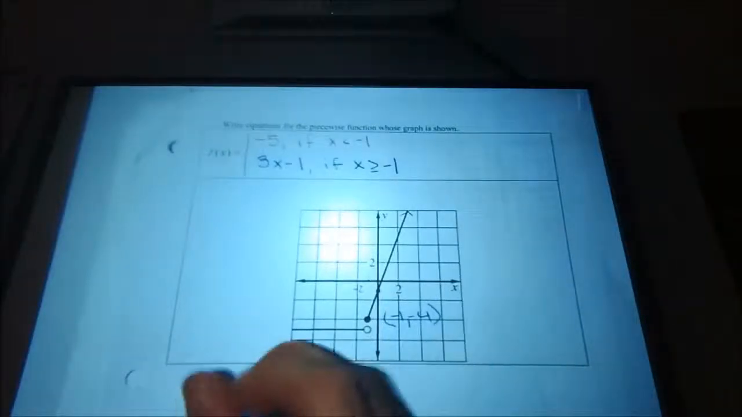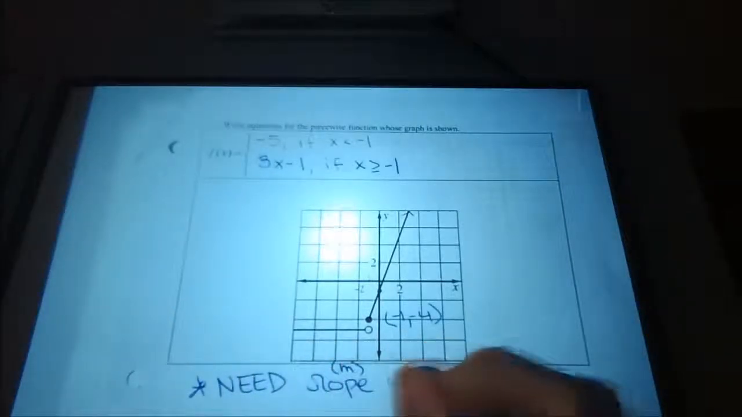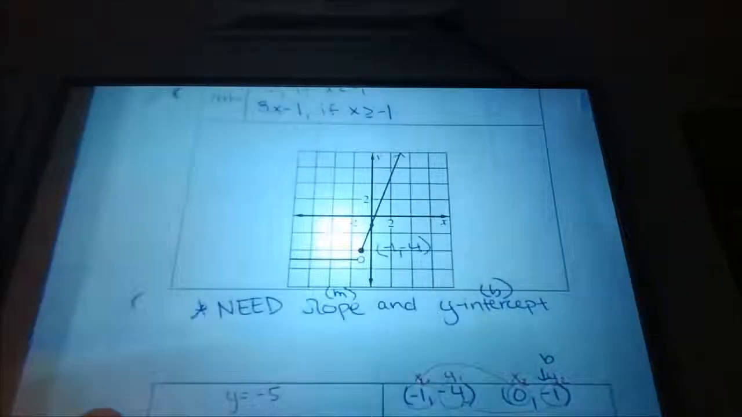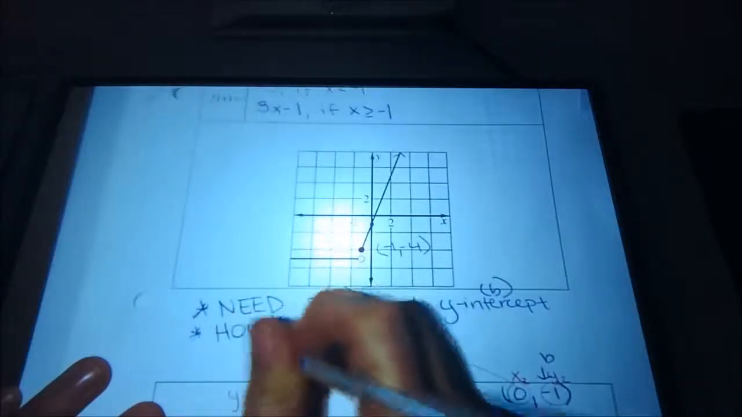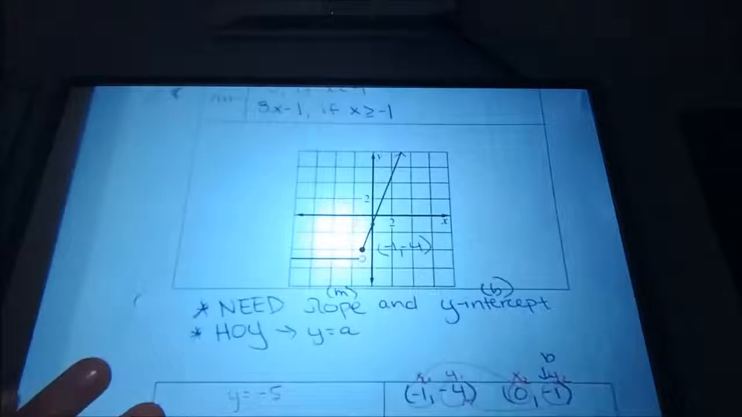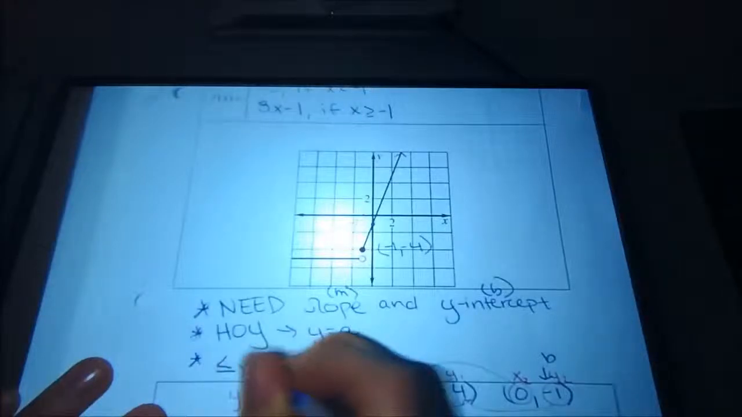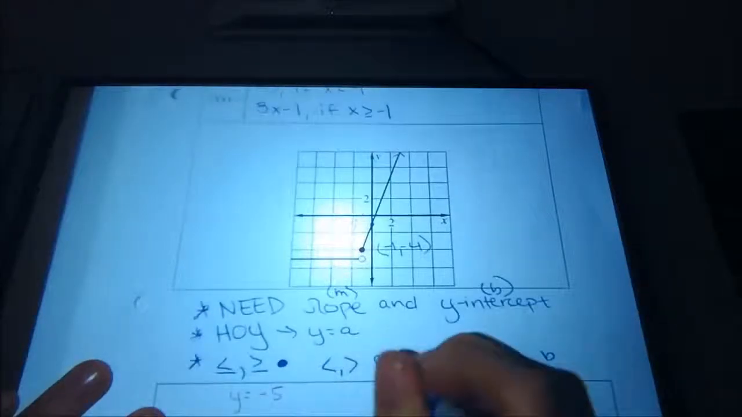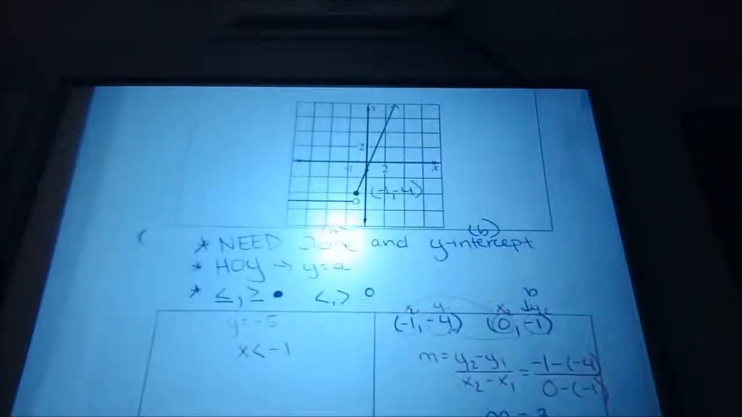Okay, so things you need: slope, which is m, and y-intercept. Unless it's a horizontal line. Then it's just y equals that value. And another thing you need to remember is less than or equal to, greater than or equal to is a closed circle, and less than, greater than corresponds to the open circle. So those are things you may want to keep in your mind as you're doing these.